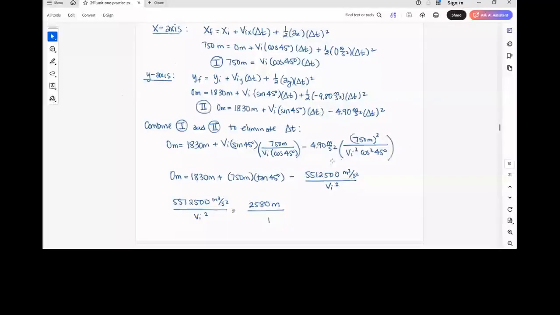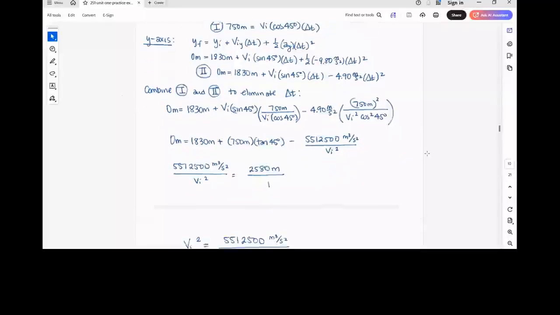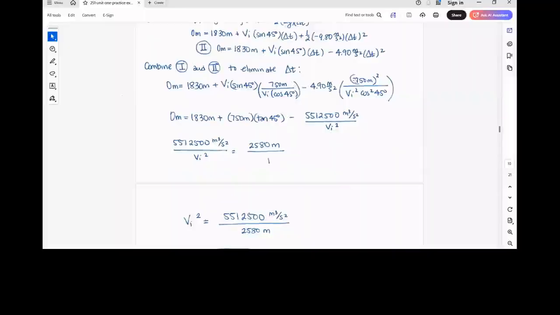In the last term, I've got 1/2 of the acceleration times the range squared divided by v initial squared times cosine square 45. I'm solving for the v initial that is in the denominator of the third term. Everything else I either know or I can express numerically. So if I plug in some values here, I cancel out my v initials.